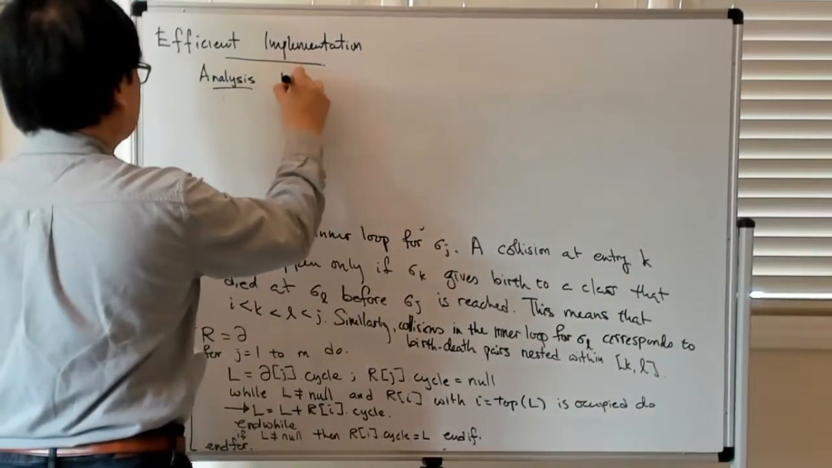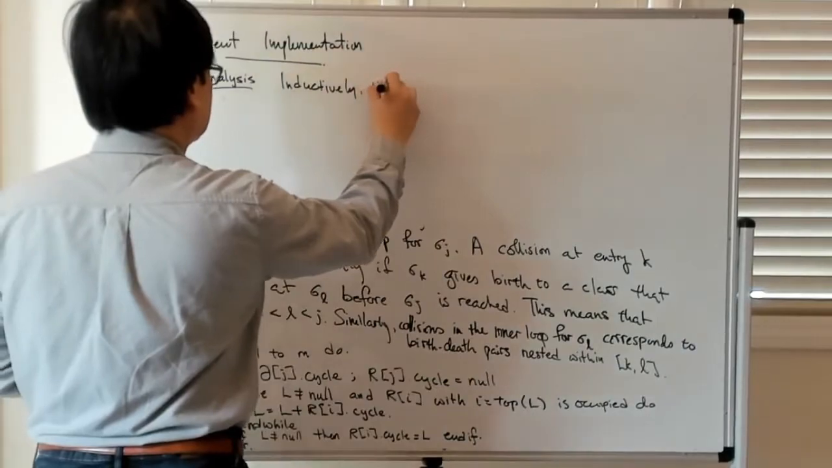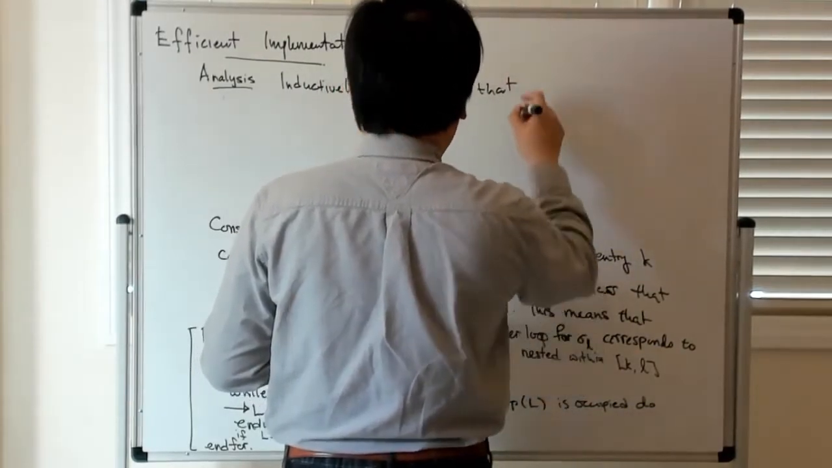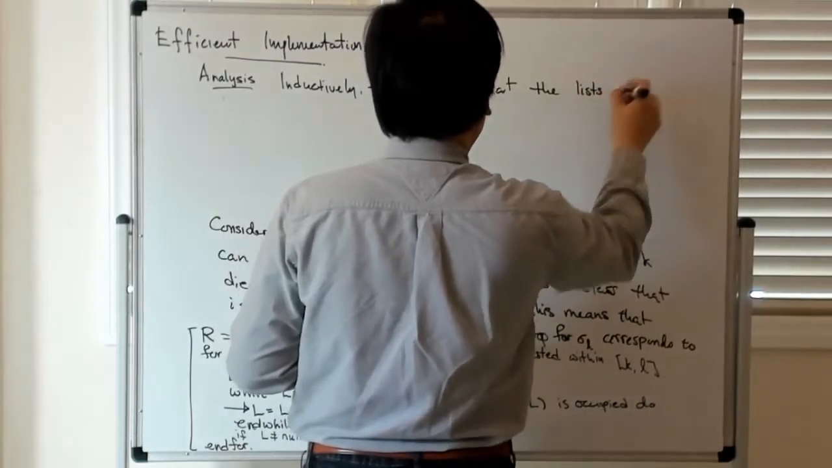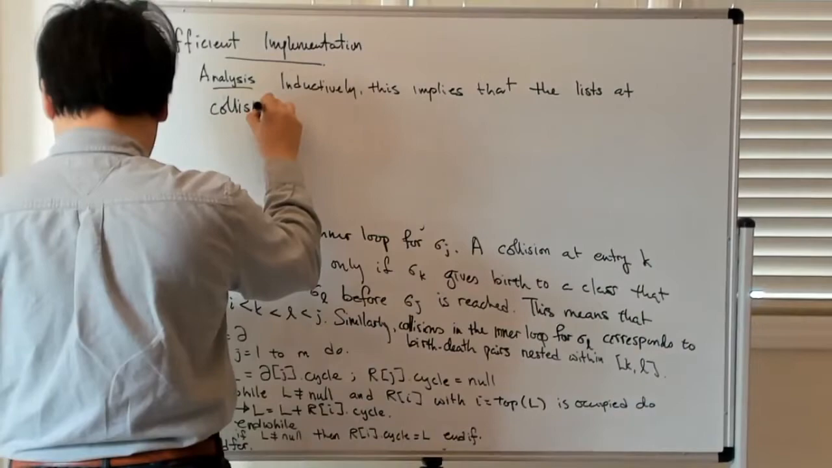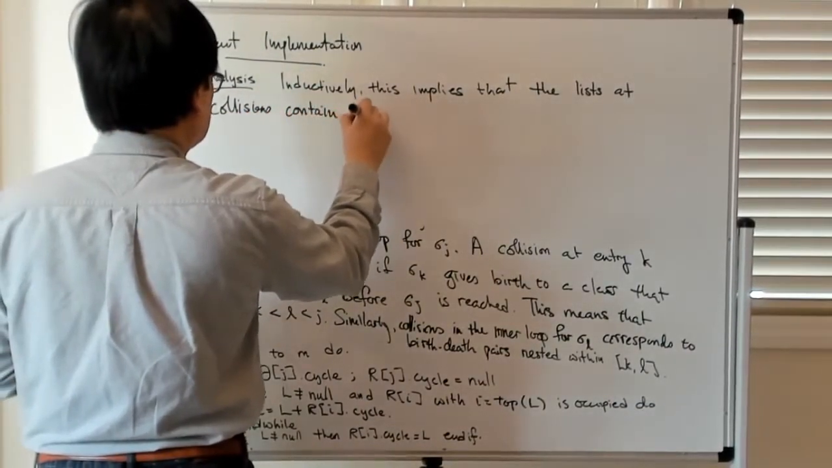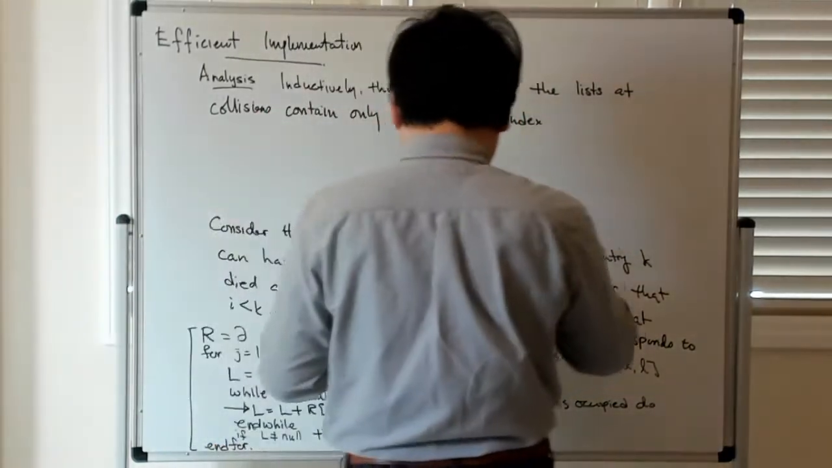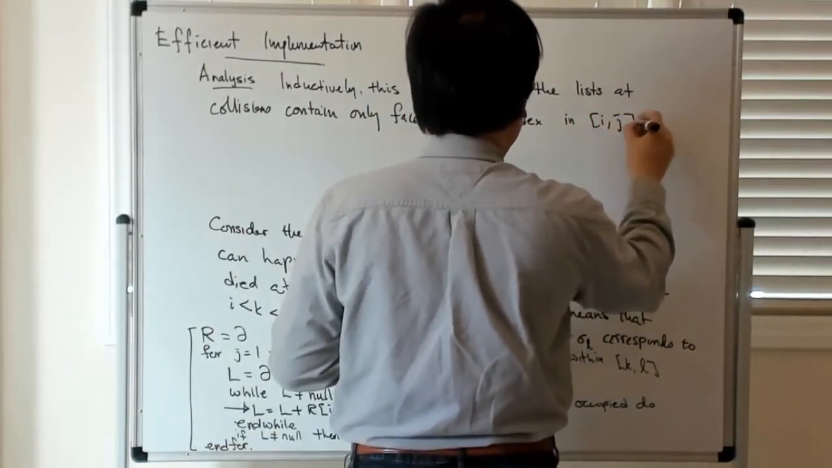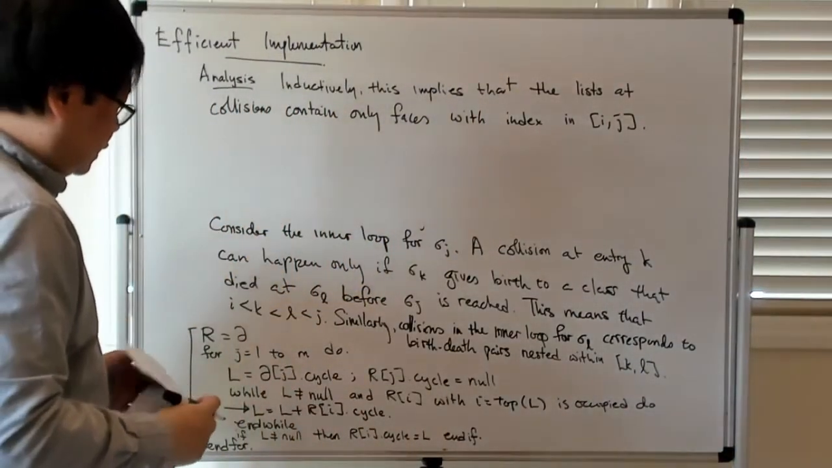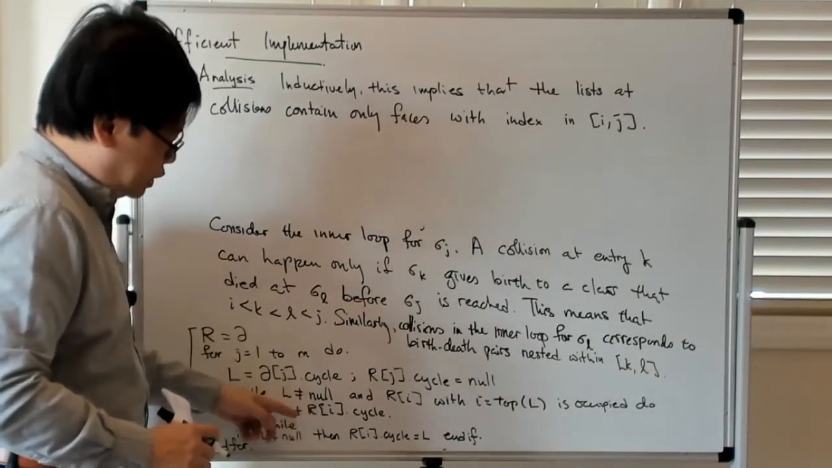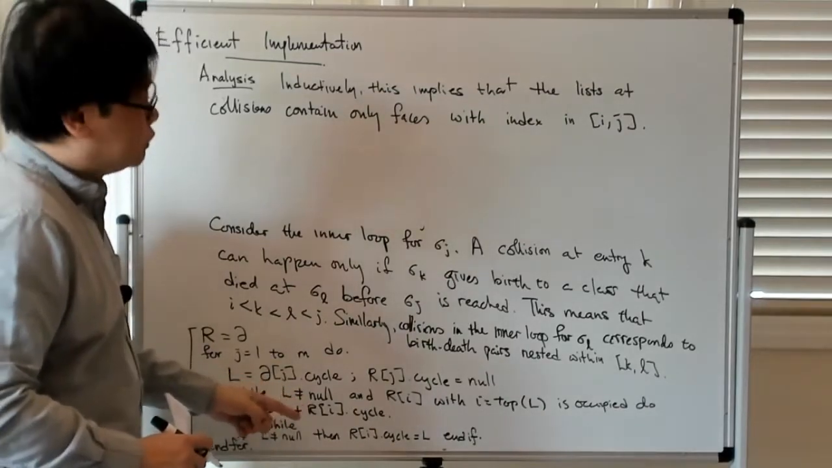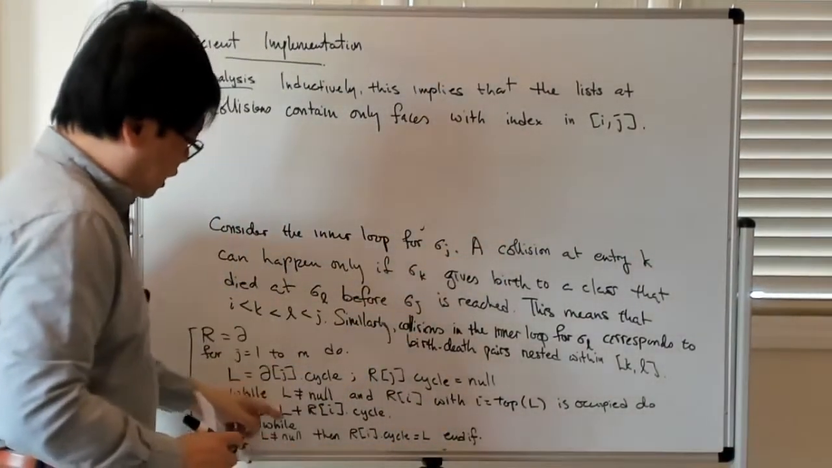Right, so inductively, this implies that the list of collisions contains only faces with index in the interval from i to j. The significance of this is that, if you recall, the addition of two linked lists is proportional to the sum of the lengths. So this gives you a bound on the lengths.